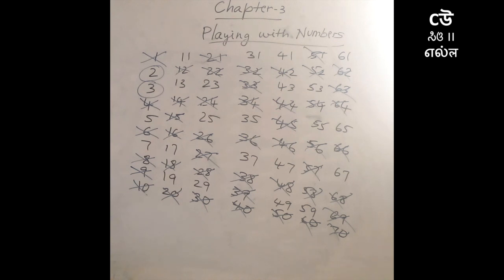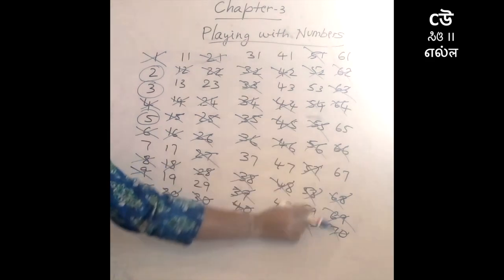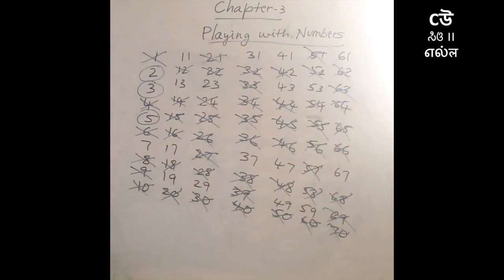Next, after crossing all multiples of 3, the next uncrossed number is what? 4 is crossed, don't need to consider that. Next we have 5. Except 5, you cross all the multiples of 5. So 5 ones are 5, 5 twos are 10, 5 threes are 15, 5 fours are 20, 5 fives are 25, 5 sixes are 30, 5 sevens are 35, 40, 45, 50, 55, 60, then 65, 70. Okay. Now we have crossed all multiples of 5.